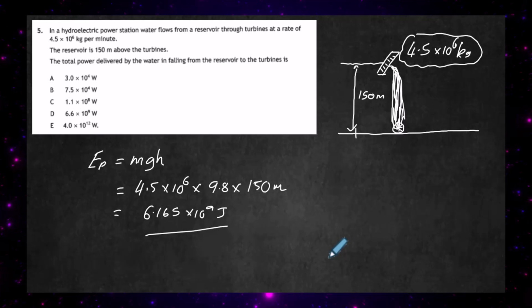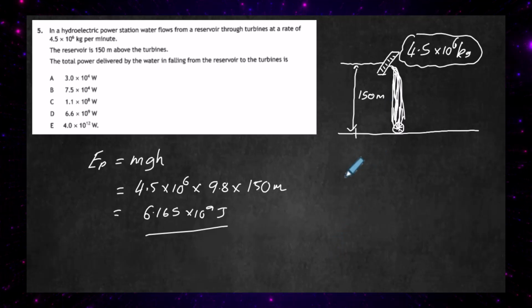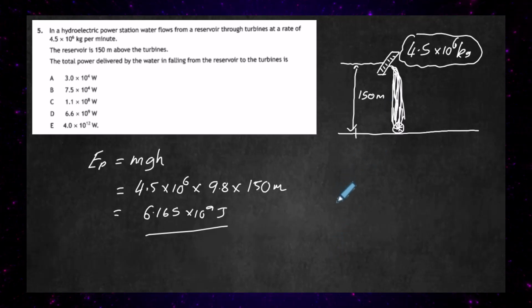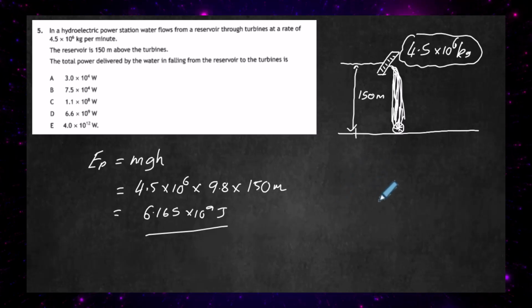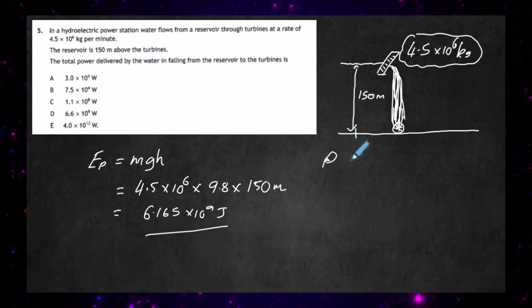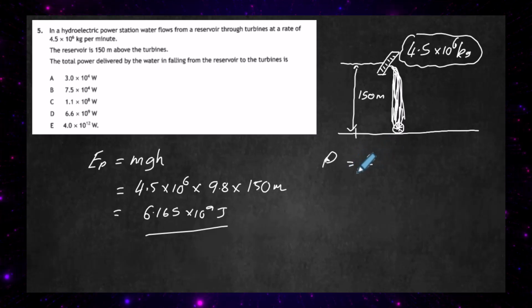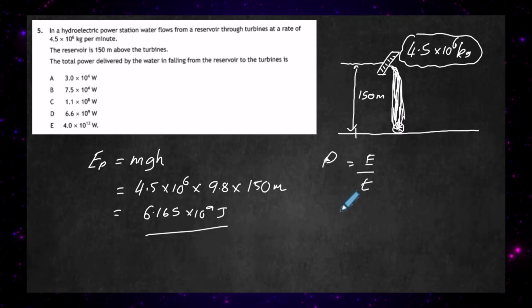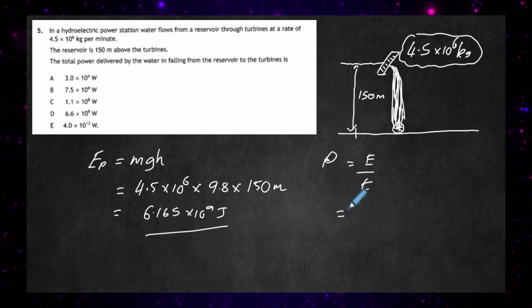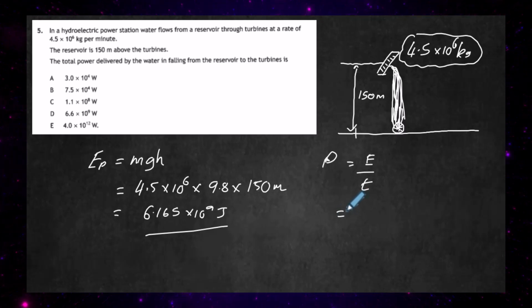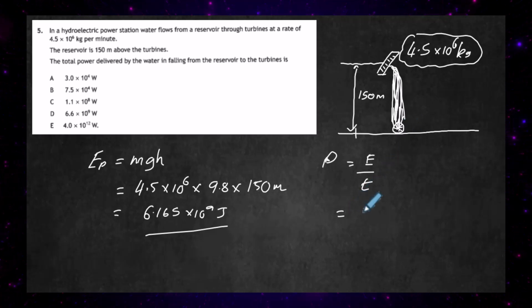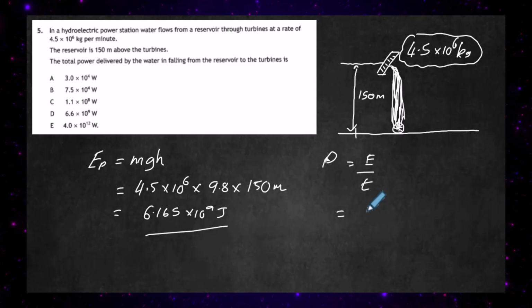So that's the amount of energy going to be transferred into the turbines due to conservation of energy. But we want to know the rate of that, and we know that the power is the rate of energy transfer. It's simply equal to the energy transfer divided by the time it took to transfer it. So we're going to have 4.5 times 10 to the power 6 kilograms of water per minute hitting this turbine here. So that's going to be the time we have to use.